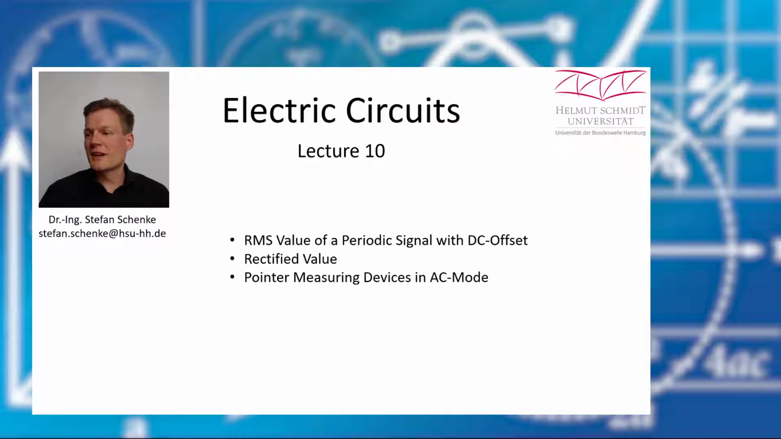And in the beginning, I want to show you a last thing about RMS values, and that will be the calculation of an RMS value of a periodical function with a DC offset. And after that, I will introduce the third important value. It's the rectified value. And in the end, we will have a look which value a pointer measurement device shows.